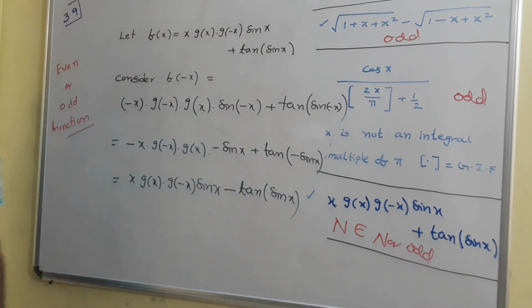Okay, just have a look. This is the way of proving whether the given function is even or odd, just by observing f of minus x. If it is equal to f of x, say it is even. If it is equal to minus f of x, it is odd. In other cases, it is neither even nor odd. Okay, have a look.